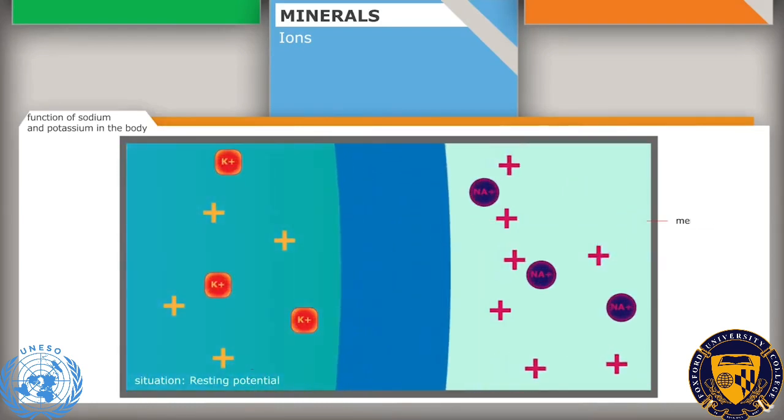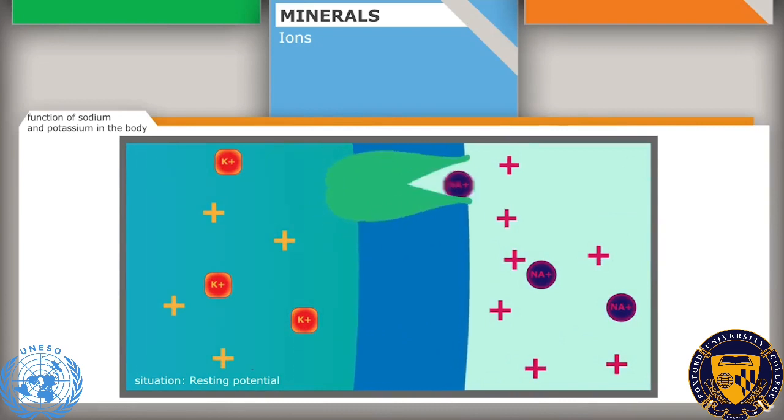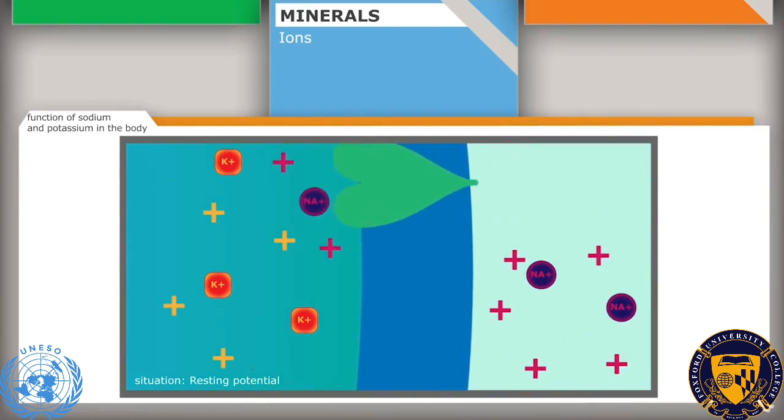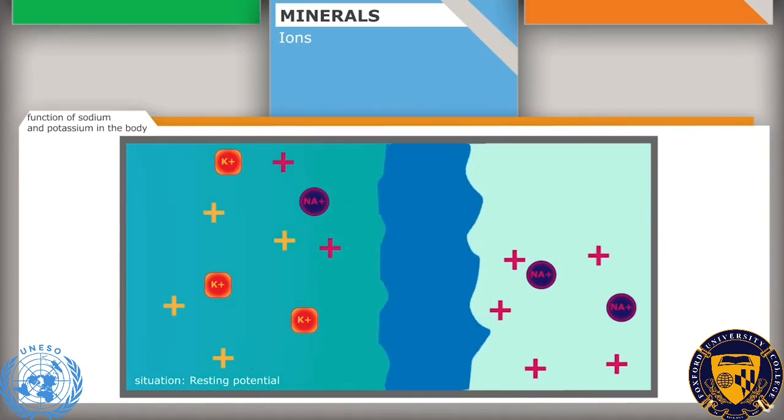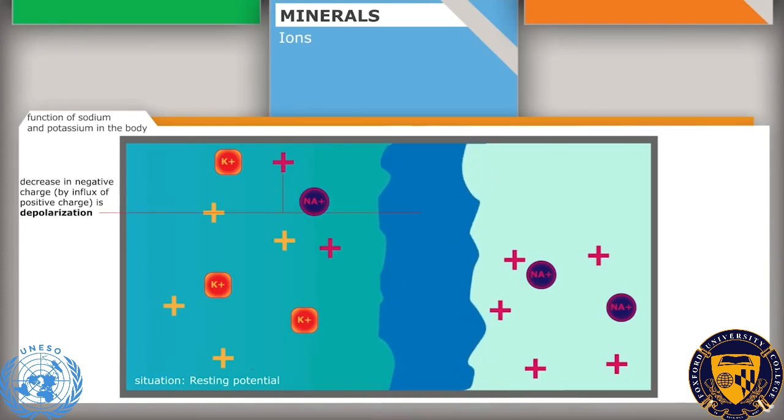Certain stimuli may trigger the influx of sodium from the outside to the inside of the cell by opening special channels in the cell membrane that transport sodium. As a consequence, the charge across the membrane is changed. The decrease in negative charge inside the cell following influx of positively charged sodium ions is called depolarization.